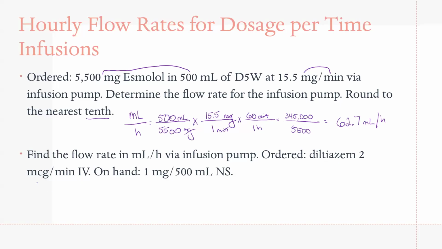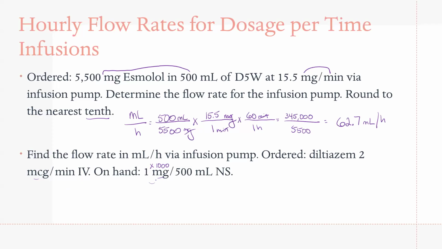What's ordered is 2 microgram per minute. What you have on hand is 1 milligram in 500 milliliters. You do notice that the milligram and the microgram don't match. It is up to you when you want to convert it or which one you want to convert. It mathematically doesn't matter. Personally, I do it right now because I know that this is microgram and this is milligram, so I always prefer to multiply. So I'm going to change this milligram to a microgram.